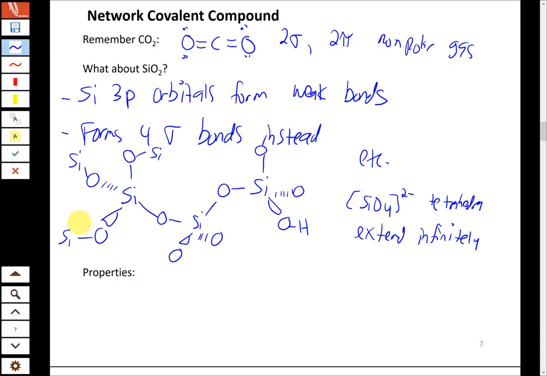As we've already mentioned, the properties of this are very different than CO2. It's no longer a nonpolar gas, but a hard, brittle solid. It's hard, meaning that it's not easy to deform, but it's brittle, meaning that if you try to deform it, it's just going to shatter into pieces. So it's a hard, brittle solid.